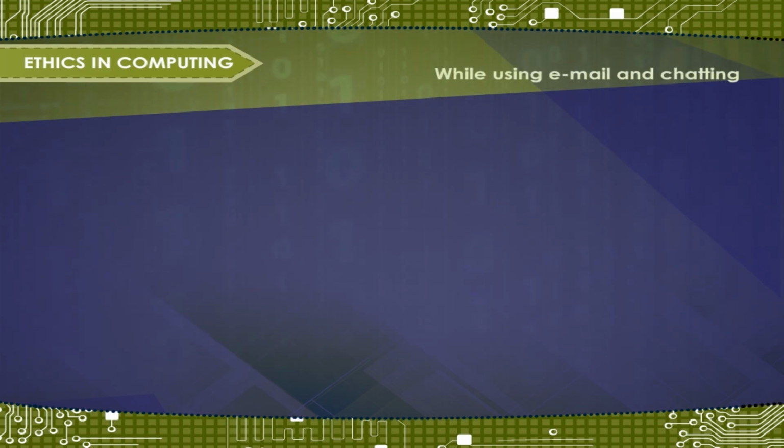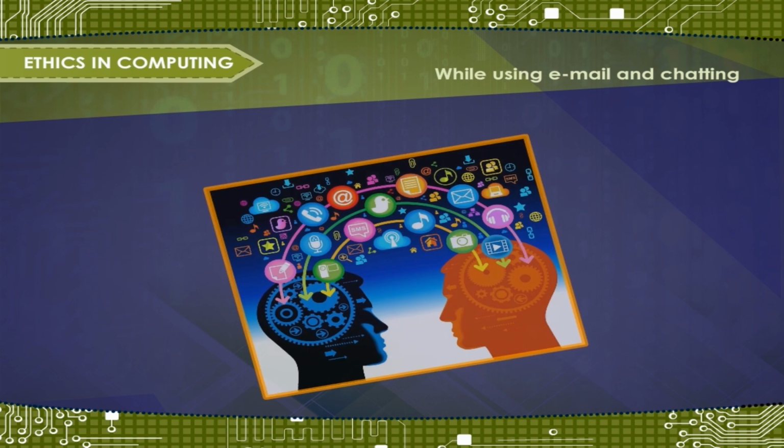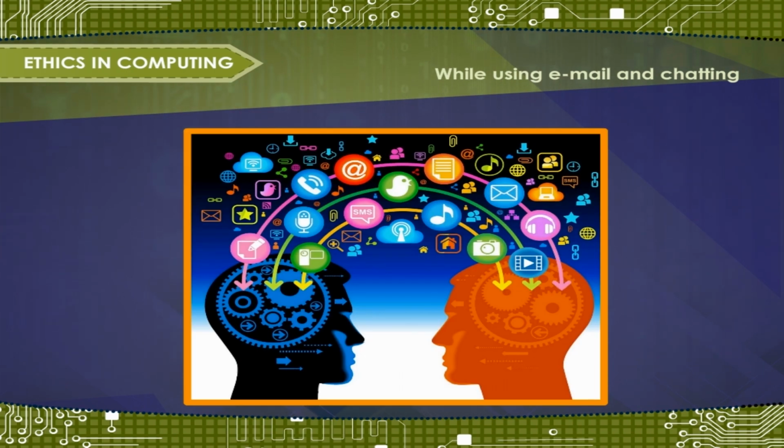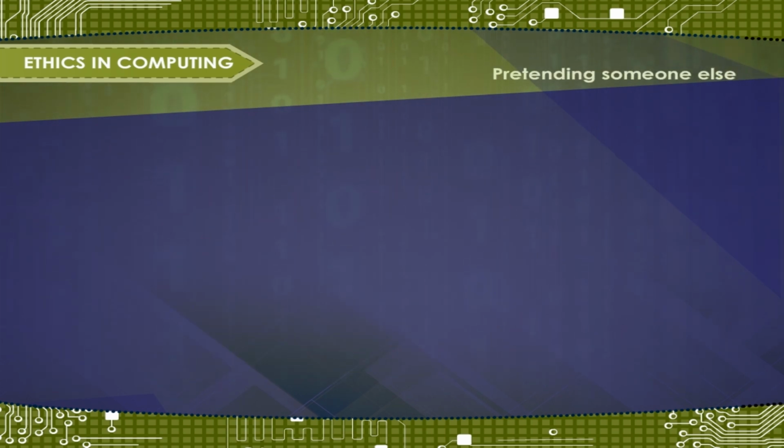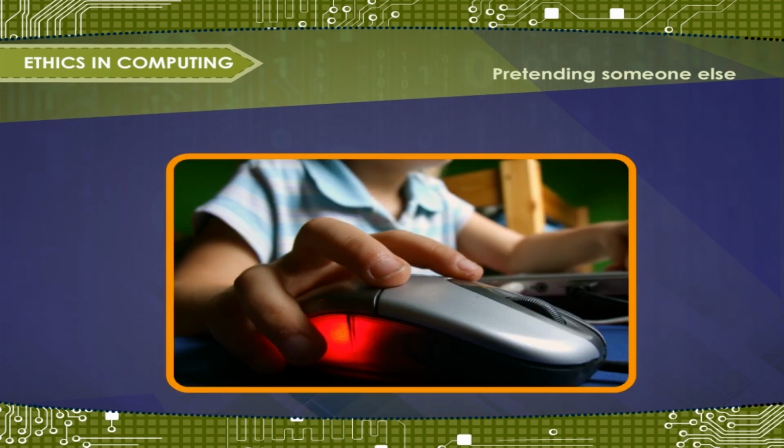While using email and chatting, internet must be used for communication with family and friends. We should not use the internet chatting for communicating with strangers and should not forward the emails from strangers. Pretending someone else. We must not use the internet to pretend as someone else and fool others.